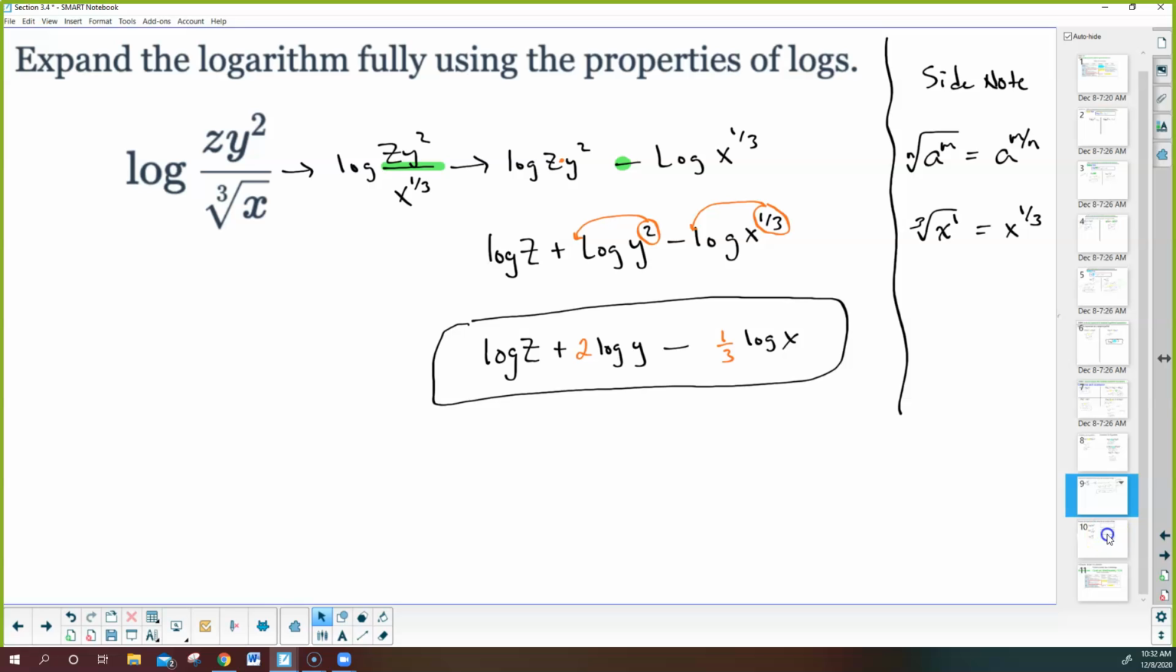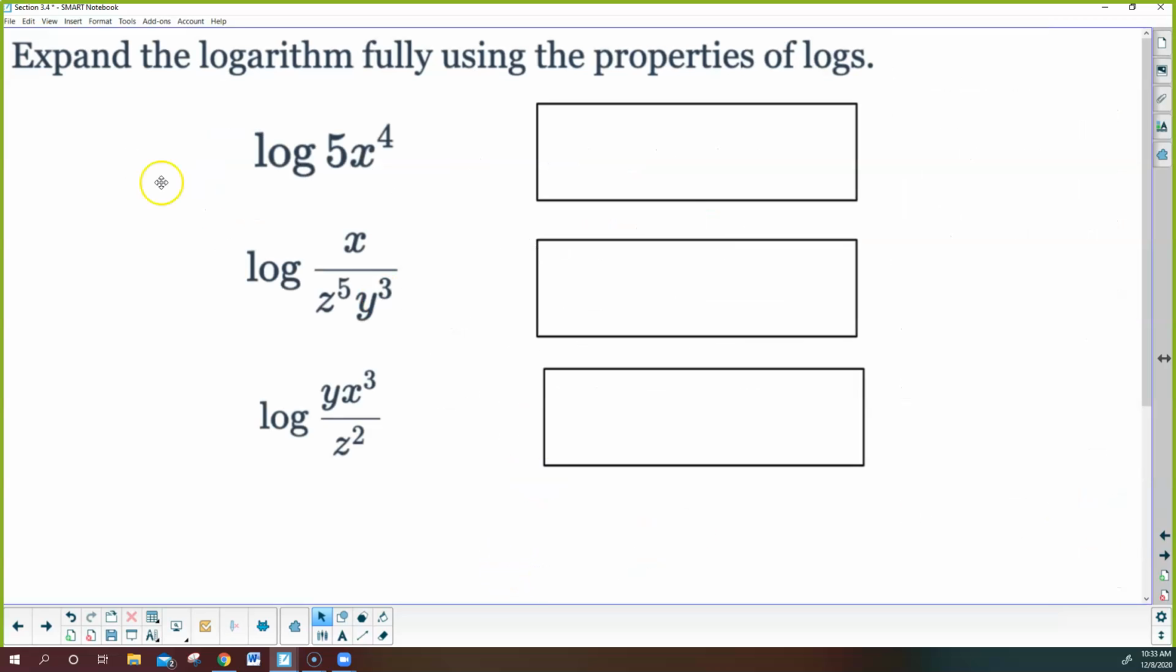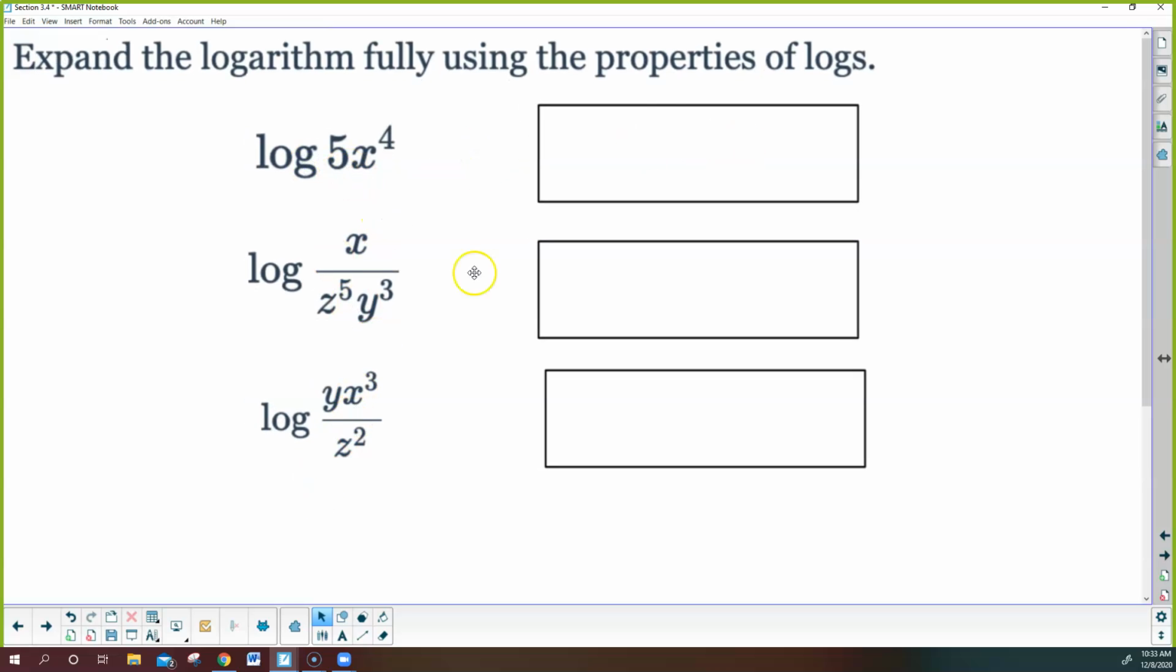All right, we're almost done. Last slide here. And why don't you go ahead and expand these fully, these 3 problems. Go ahead and work through them.